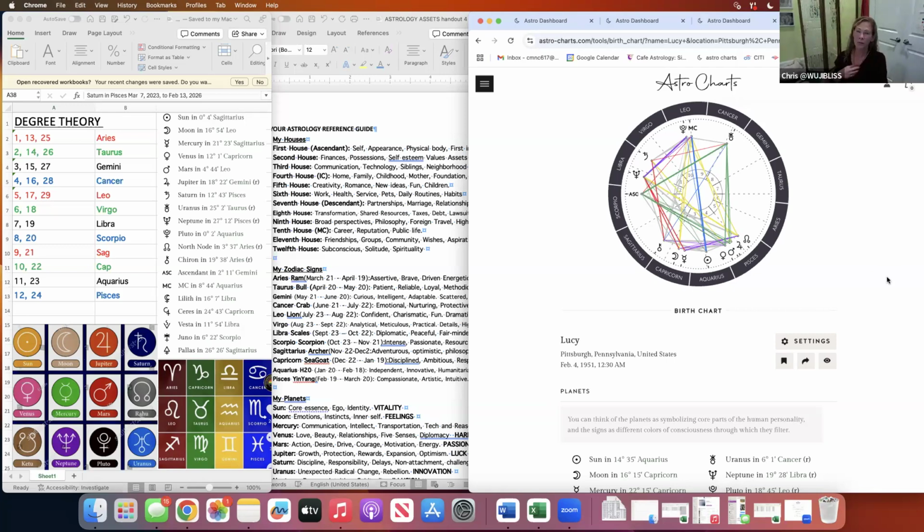Amazing. I wish my Neptune was in the 12th house. I have Neptune in the second house. Second house is also about food, and boy, do I like seafood. Neptune in the second house.